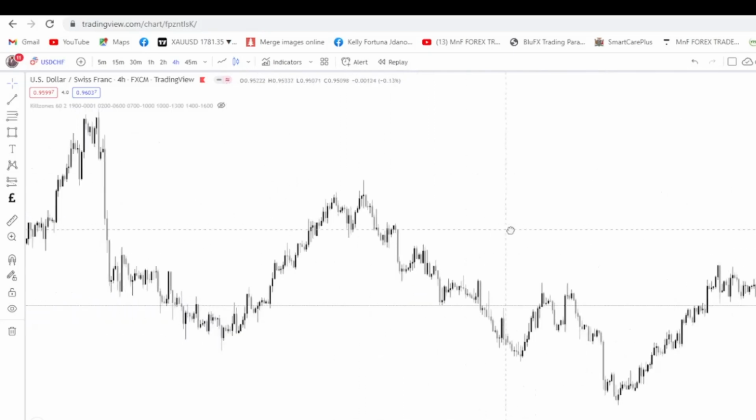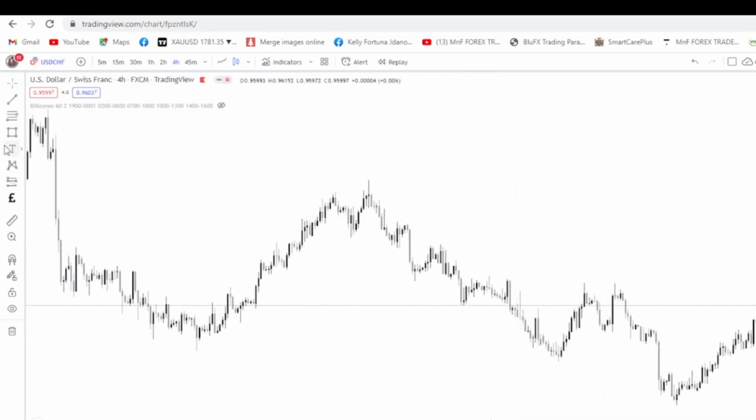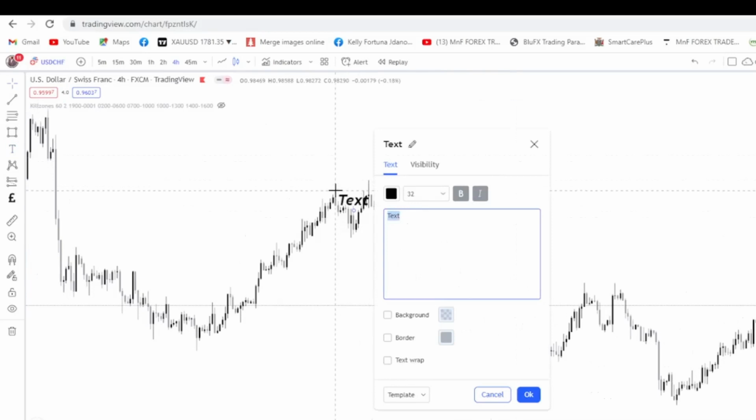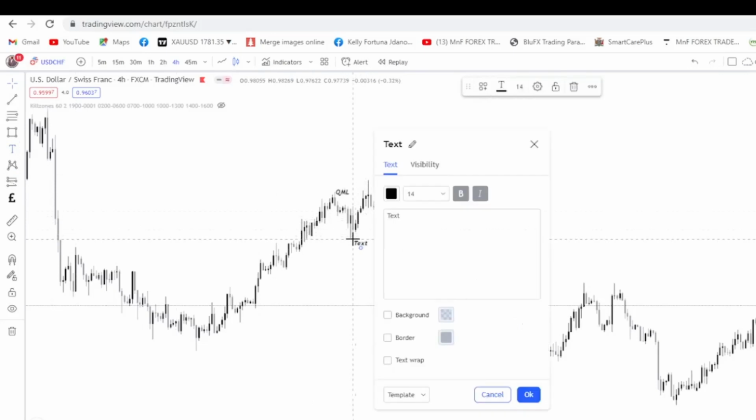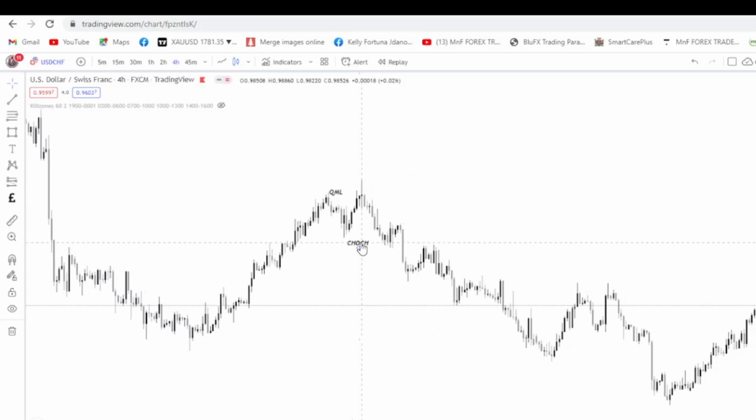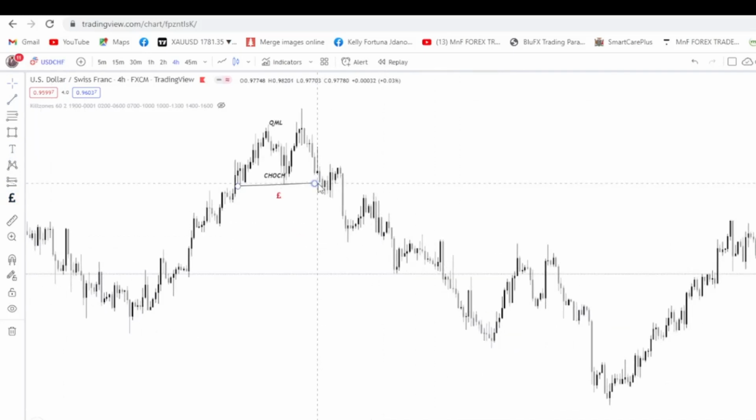So you go ahead and identify your QML. You can actually see that we had our QML right here, right there. We had our QML here, and then we had our change of character after this low was broken at this level right here. So we go ahead and add our trend line right there, which signifies break of structure or change of character.